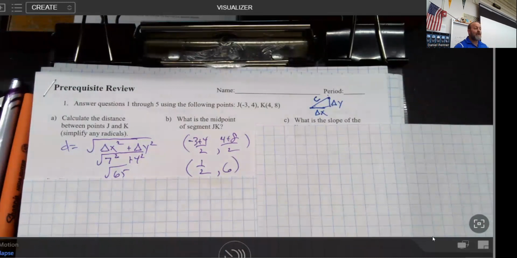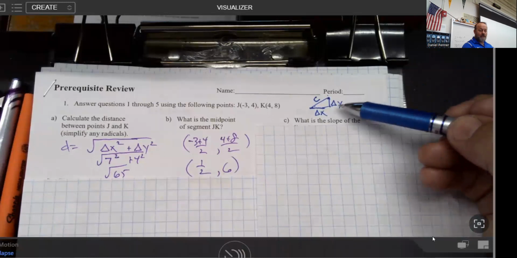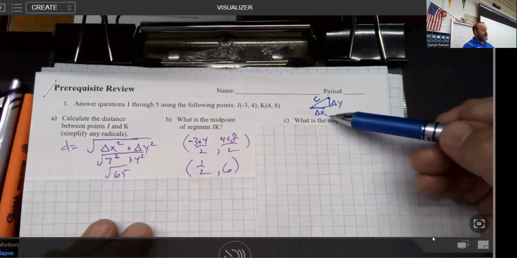And you want to remember that slope is always rise over run. And we can use our slope triangle I already had here. And so that's delta y over delta x. So I can use the values that I already had.